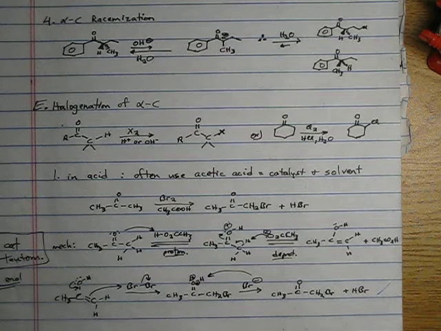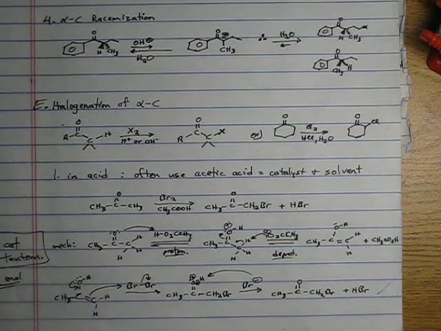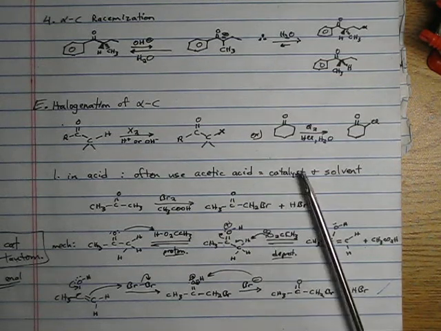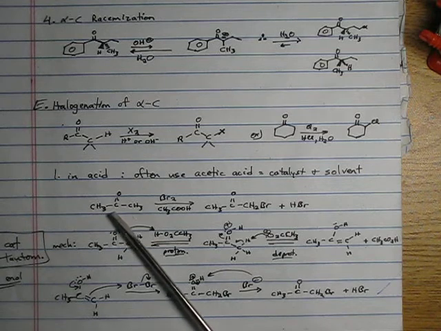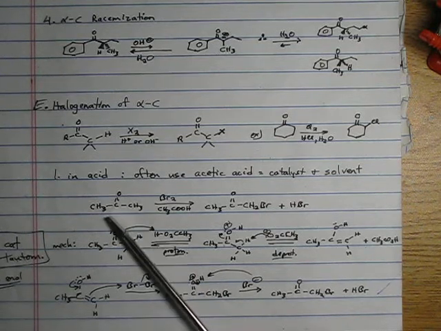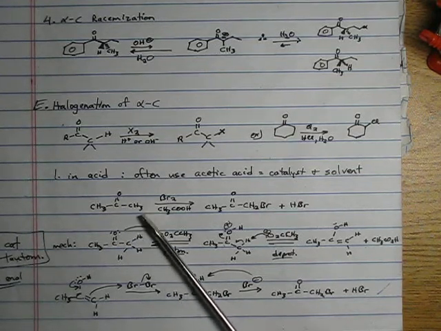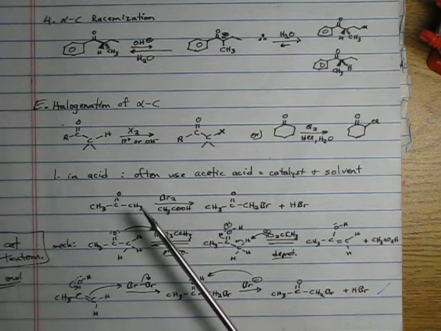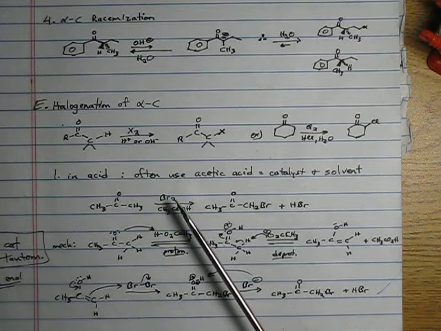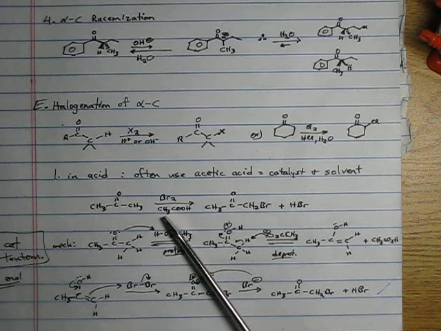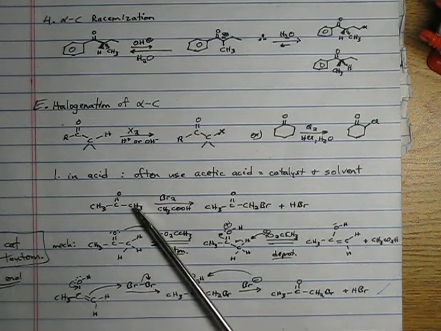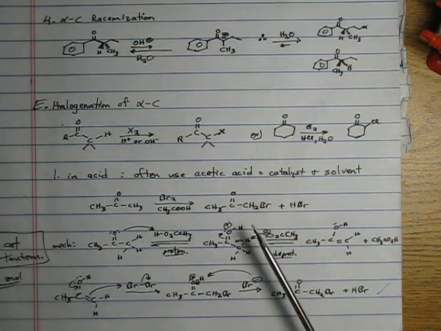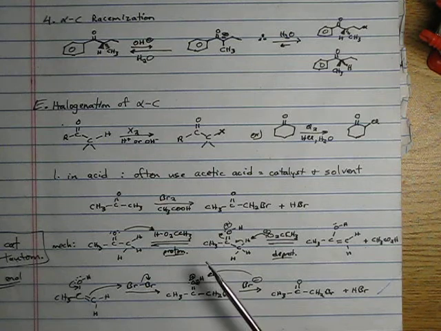All right. And the best way to do it if you're doing an acid is often use acetic acid as our catalyst and as the solvent. So if here we have acetone, CH3, C double bond O, CH3. If we use Br2 and acetic acid, we know, okay, ketone, Br2, acetic acid, we are going to put a bromine alpha, so we're going to end up with a bromine there. Mechanism, you might be able to figure it out.